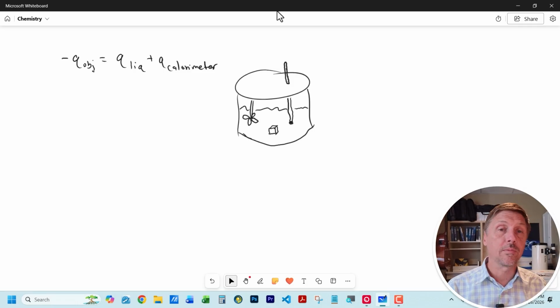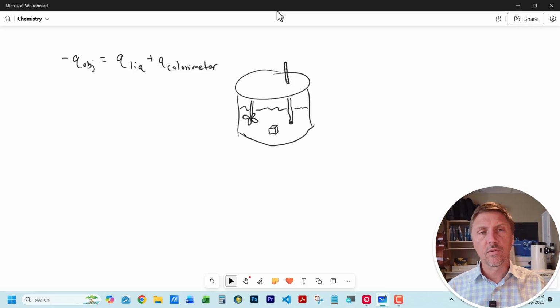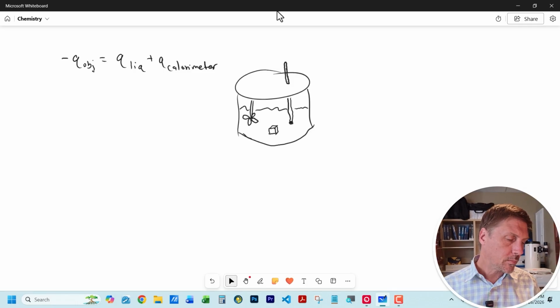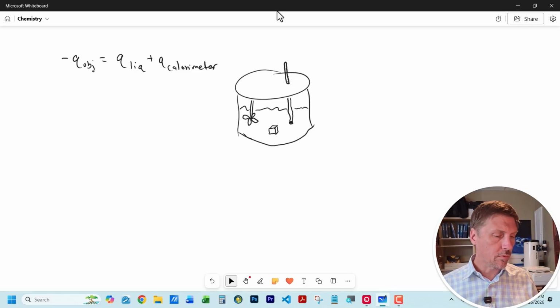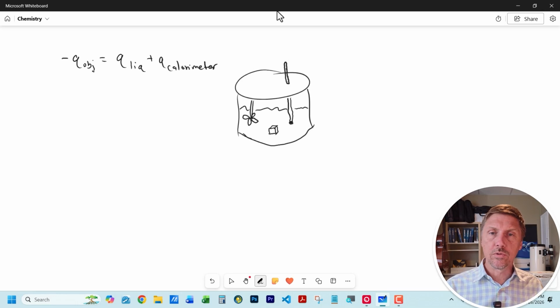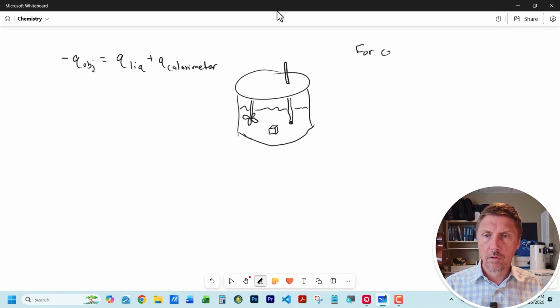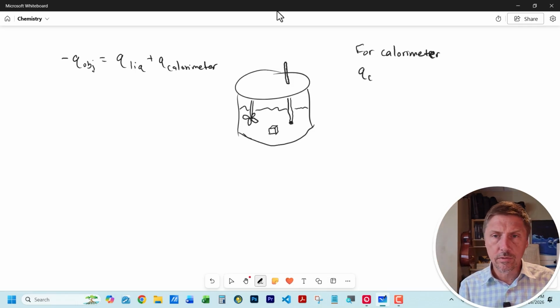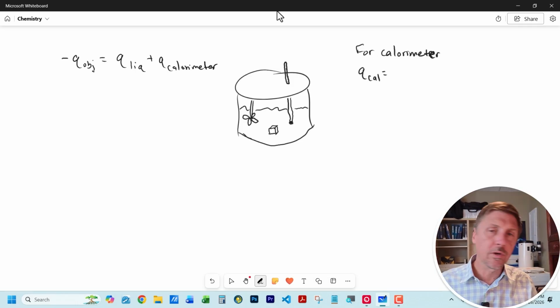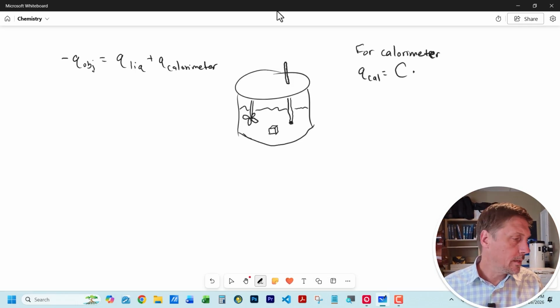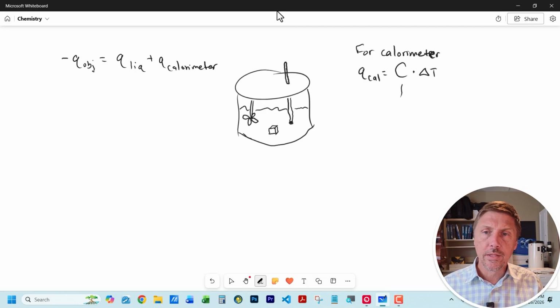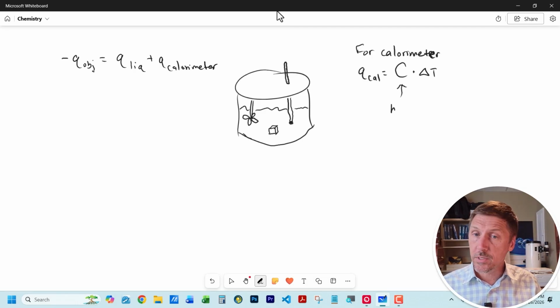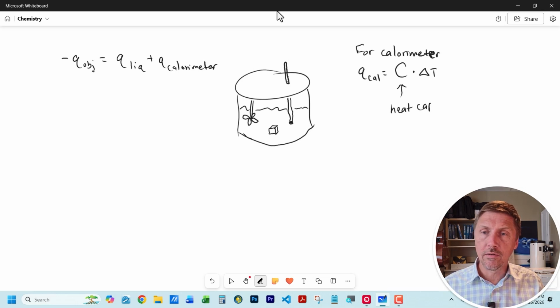We're still going to use our Q formula from before to calculate Q for the object and Q for the liquid. But we have a new formula for the calorimeter, and this is only for the calorimeter, for nothing else. This is the only time we will use this Q. Q for the calorimeter, which I'm just going to write as C-A-L, is equal to capital C times change in T. Now, what is this capital C? This is the heat capacity, not specific heat capacity, the heat capacity of the calorimeter.